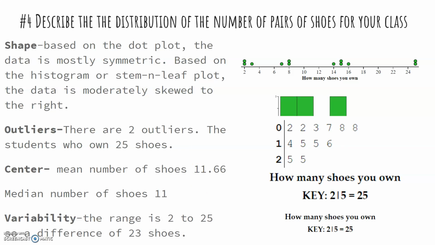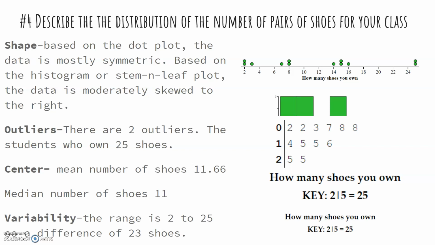Range is how we're going to talk about variability or spread. The range here is 2 to 25, the smallest to the largest, which is a difference of 23 shoes. So that's your variability. So that's the answer for 4.